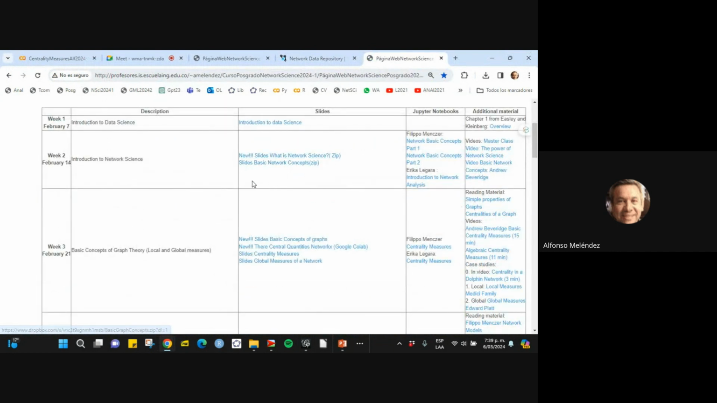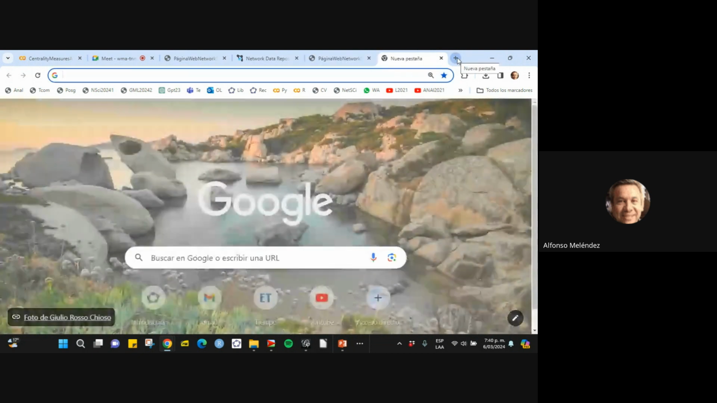In the web page, when you see, for example, the slides, what is network science? The first slide we presented. It's a zip file. What is in these zip files? The presentation in PowerPoint and all the NetLogo models that I'm showing you. The only thing that you need to see and to play with the models I am showing you is the following.